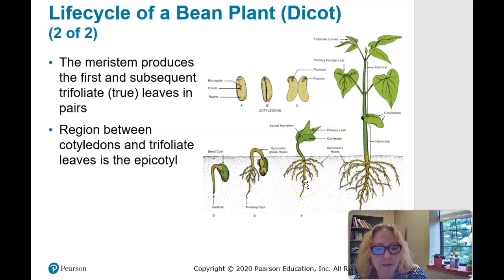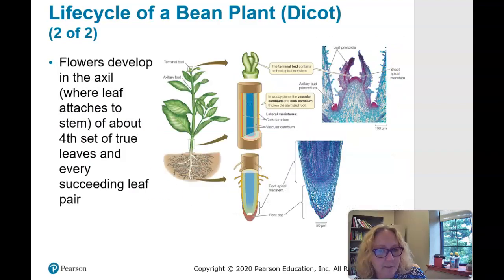In those three places, the one place that it's talking about here is the first leaf. So this is going to be where your meristem tissue is, and it's going to continue to grow this way. Here's your apical meristem. That's going to be your topmost meristem, and that's where your growth is going to come from. Flowers develop in the axil, which is where the leaf attaches to the stem.